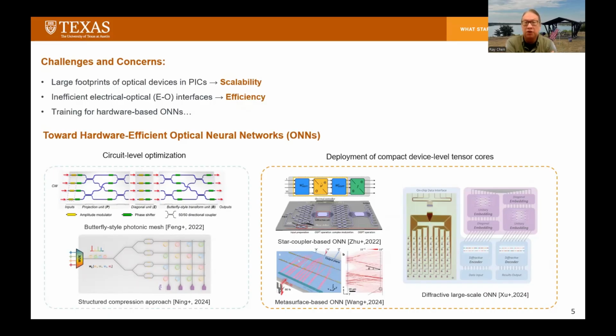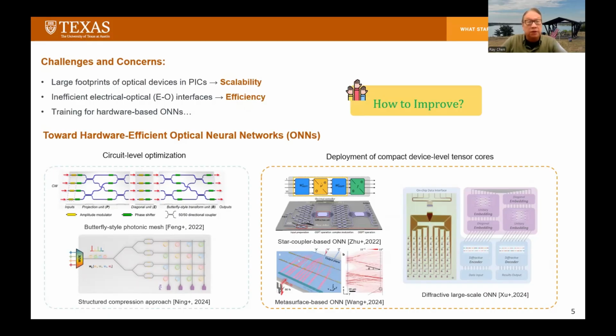In our previous MURI project, we introduced the optical subspace neural network to improve hardware efficiency by a structured compression approach. And on the device level, instead of using multiple optical devices to build a circuit, some use single passive devices such as star couplers or metamaterials to build the optical neurons, which are more compact, but reconfigurability of this structure is a concern when the intrinsic fabrication deviates from the original design.